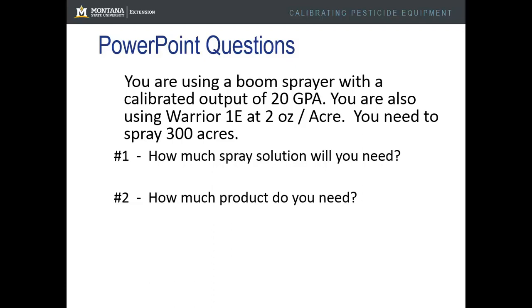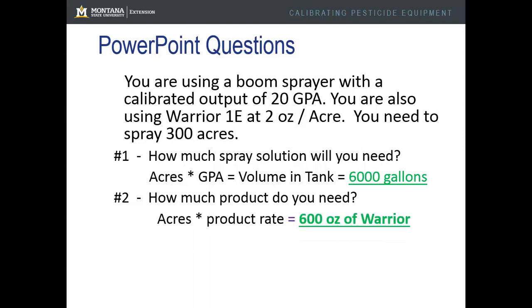By taking acres and multiplying times the calibrated rate of the sprayer, 20 gallons per acre, we determined the need for 6,000 gallons of solution for this application. By using the same story problem on question 2, how much product do you need? By taking acres, which in this case was 300 acres, and multiplying times the product rate, which in this case was 2 ounces per acre, you can determine the need for 600 ounces of Warrior for this spray application.